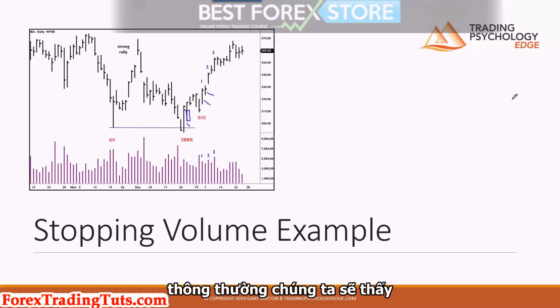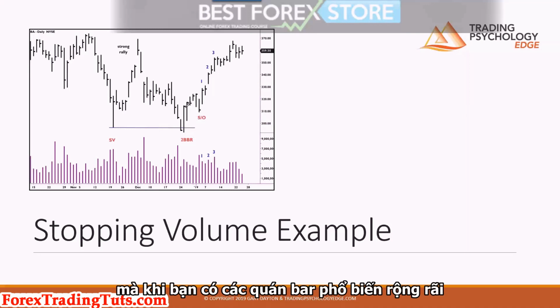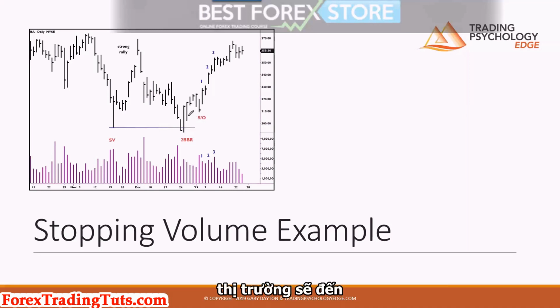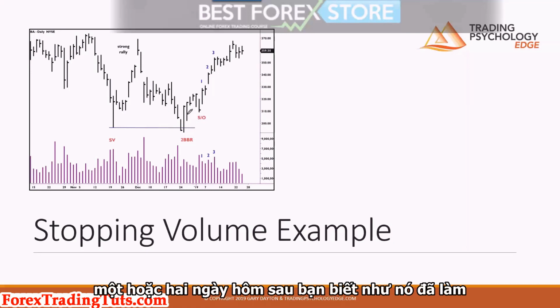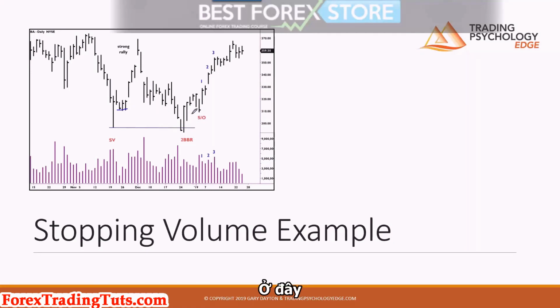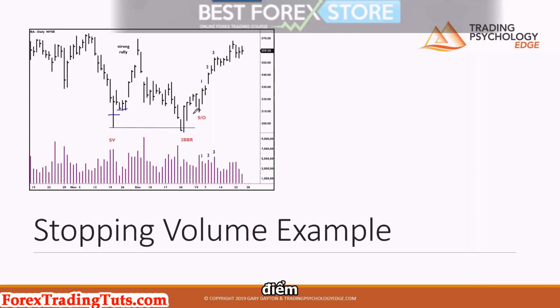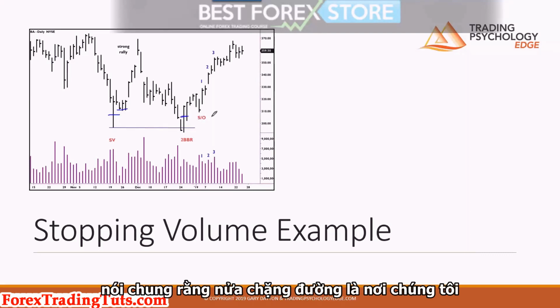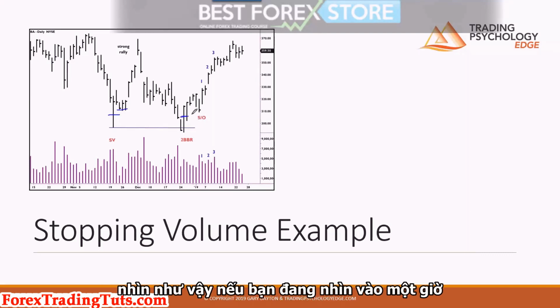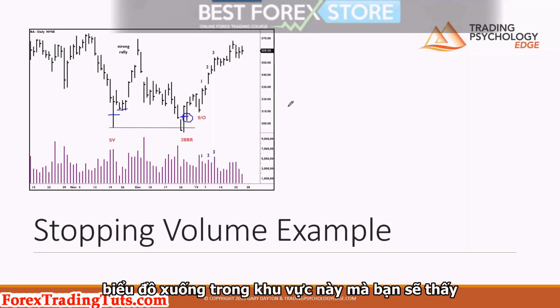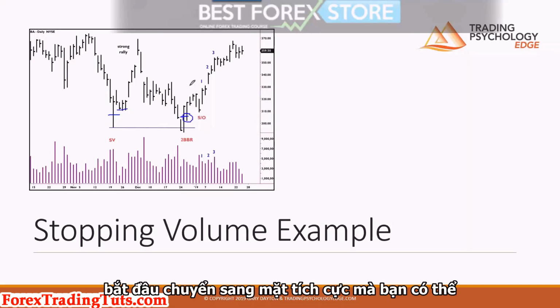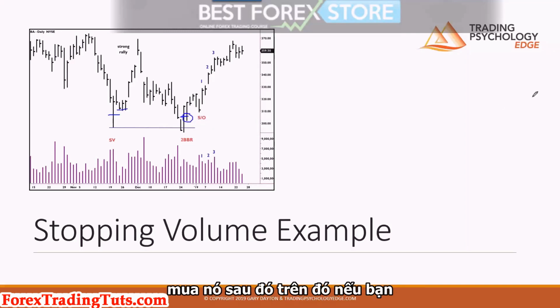Typically, we will see that when you have widespread bars, the market will come in the next day or two, like it did here. Generally, we look for a halfway point. Sometimes it goes a little higher, sometimes a little bit lower, but in general, that halfway point is where we look. So if you were looking on an hourly chart down in this area, you'd see the move start to turn to the upside, and you could buy it then if you're trading off of this daily chart.